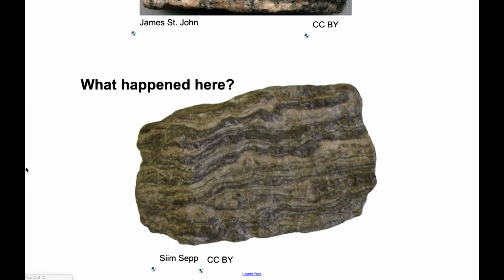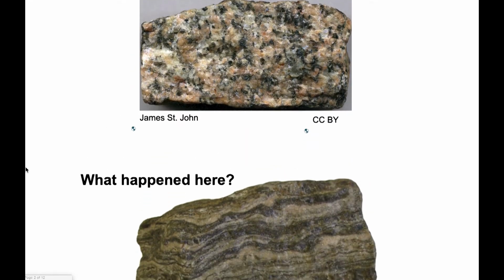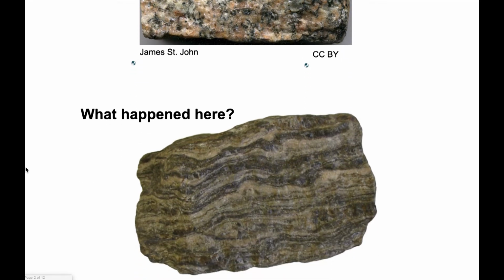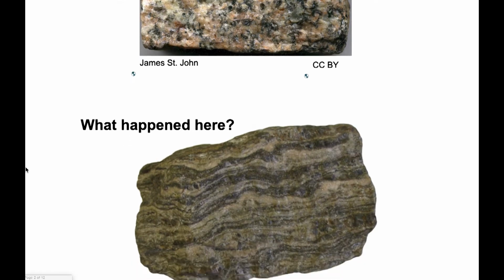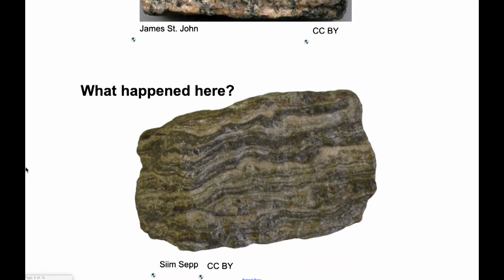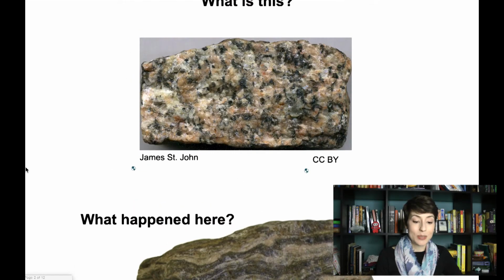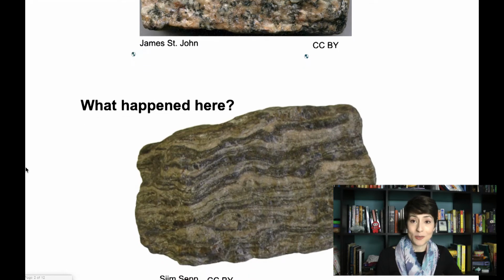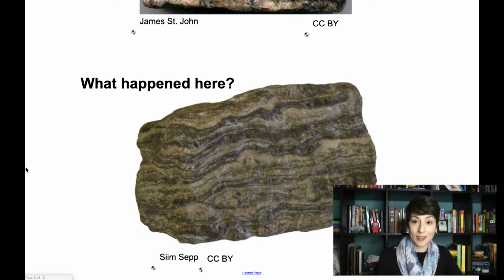If we take a look at the rock at the bottom of the screen, it looks very similar in terms of mineral composition to the granite, except it looks like all of those minerals have been squeezed out and squashed into a whole bunch of layers, which is actually called, what we'll learn today, foliation. What happened is this piece of granite literally did get squashed by a lot of pressure and a lot of heat, and it got turned into a metamorphic rock. That's what we're talking about today.